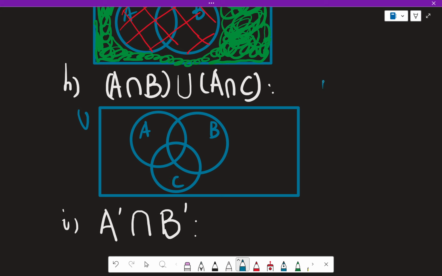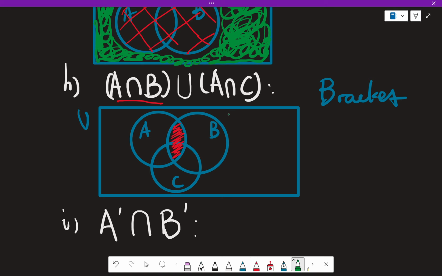So still, our first priority would be the bracket. So we have 2 brackets here, so let's try to find them respectively. The first one, A intersect B. So that is the overlapping area between the circle representing A and the circle representing B. That would be the central overlapping area right here.